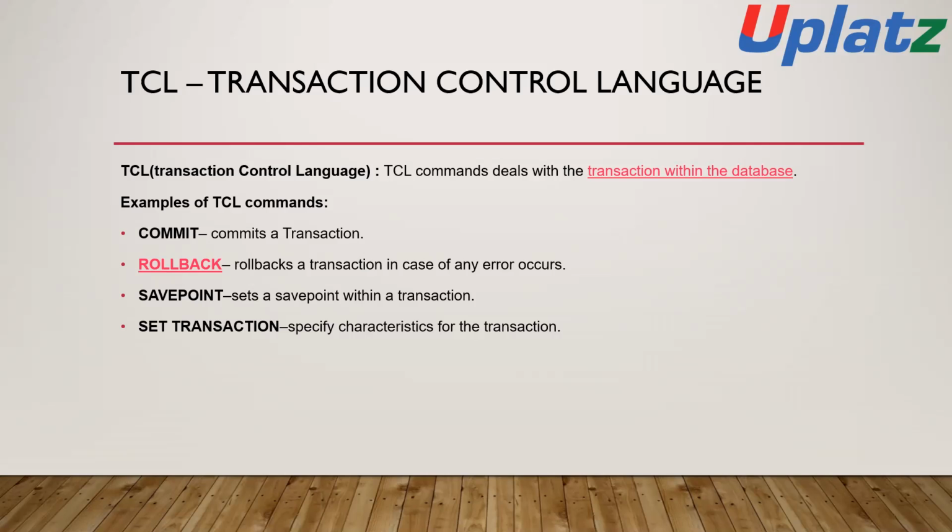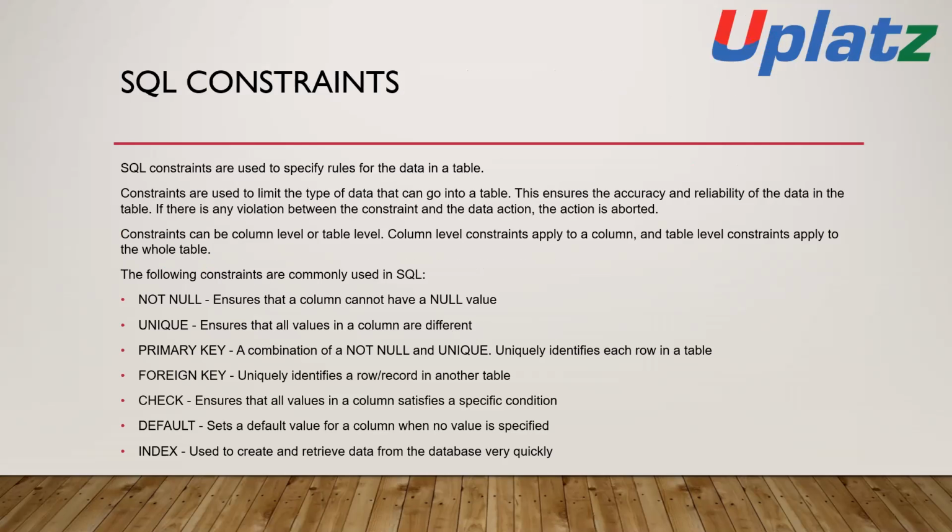Now, the most important thing is that we have so many rules and regulations we need to follow when we are trying to access a particular database. We need to check for constraints. There are various forms of constraints. Constraints are basically rules for the data in a table. They are used to limit the type of data that can go into a table.